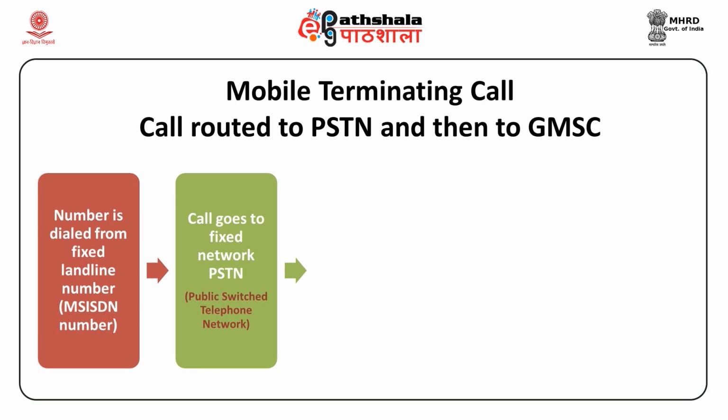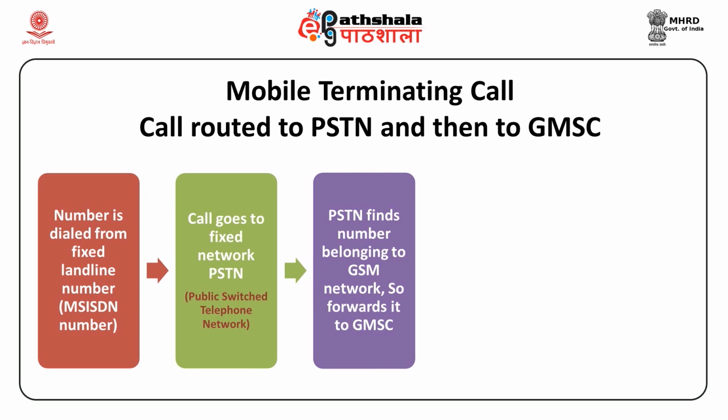So, whenever PSTN finds that this number belongs to the GSM network, the call should be forwarded to the GMSC. But which GMSC? That information is stored in the MSISDN number. So, PSTN, looking at the MSISDN number, identifies the GMSC.